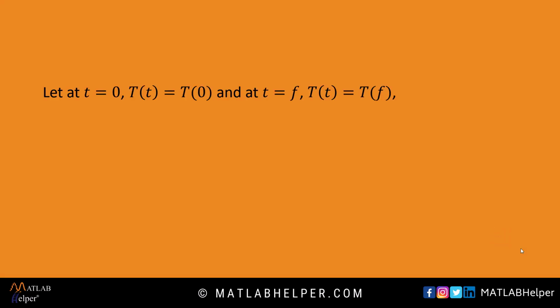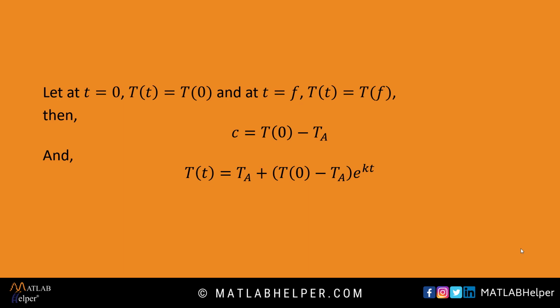To get the value of C, assume that the initial temperature at time t equal to 0 be T0 and the final temperature at time t equal to F be Tf. Then C is equal to T0 minus Ta, and on applying the value of C in our ODE solution, we will get the equation T(t) equals Ta plus (T0 minus Ta) times exponential of K times t. The solution to this ordinary differential equation describes exponential increase or decrease of temperature difference over time.